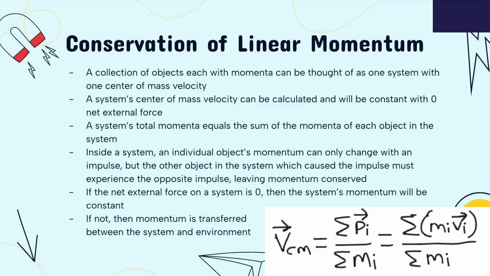So in a system, the objects can interact with themselves, but the total momentum of the entire system will be constant. Only the net external force on the system matters. And the velocity of the center of mass of the system is equal to the sum of the momenta of each individual object divided by the total mass of the system.